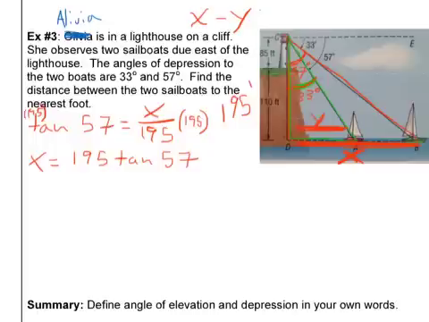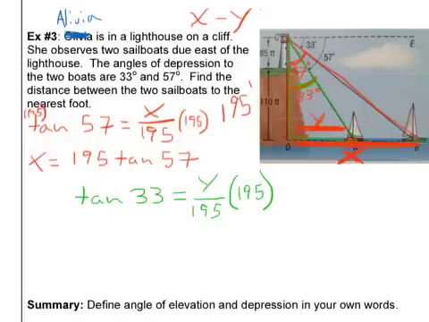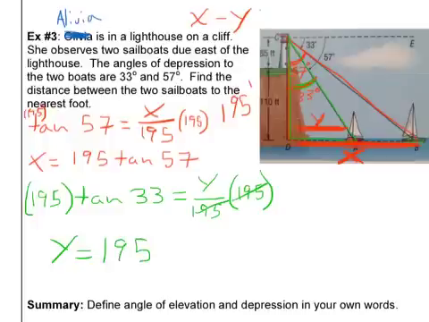Okay, to find y, it's the same idea. I'm using the 33 degree angle now, and I have y as the opposite side, and I have the same distance over here of 195. So let's set it up the same. I'll use green this time though. So we could say the tangent of 33 degrees equals the opposite, which is y, over the adjacent, which is still 195. Multiply both sides by 195. These guys cancel out, and I get this pretty answer, y equals 195 tangent 33.